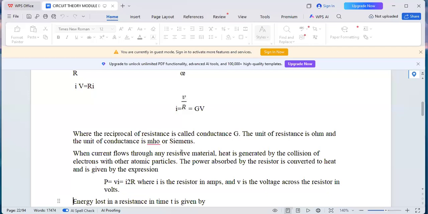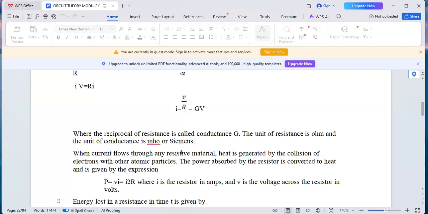Resistance is opposition. Conductance is permeability. Whilst resistance is trying to limit the flow of current, conductance is rather opening the way for current to move. So if current is inversely proportional to resistance, it means that current will be directly proportional to conductance.